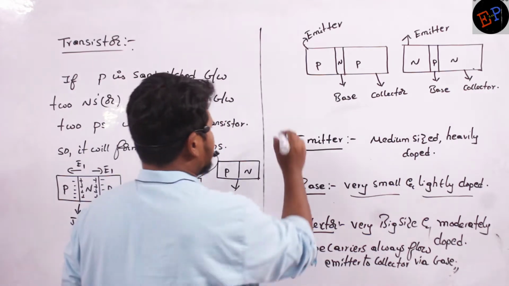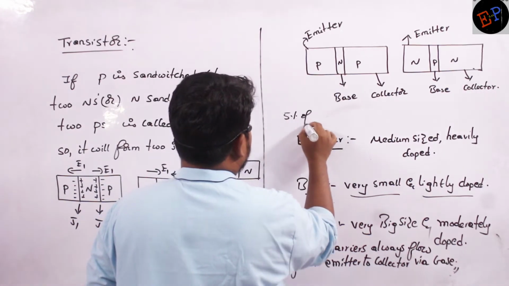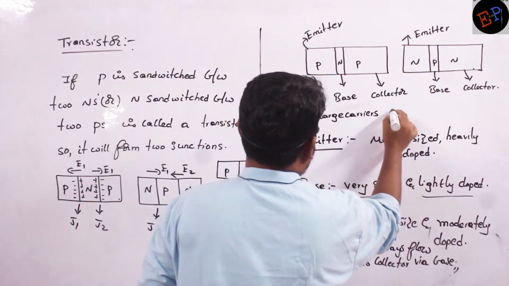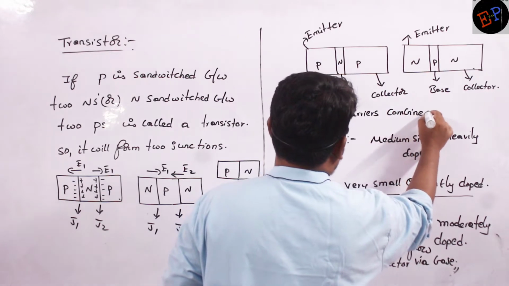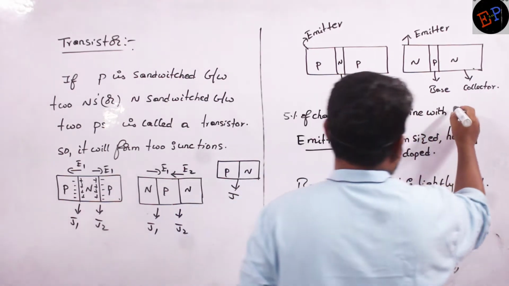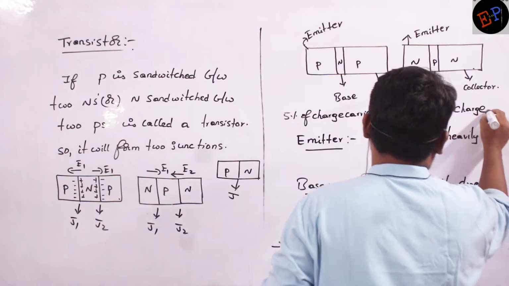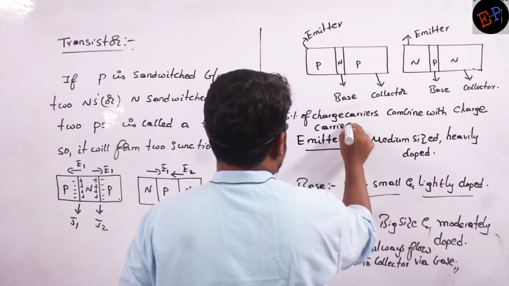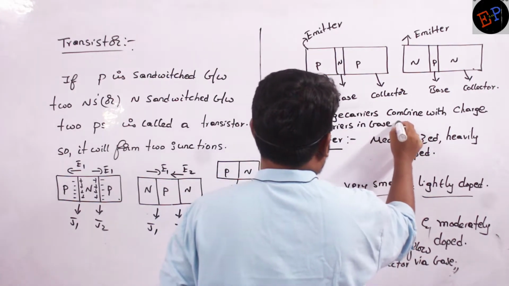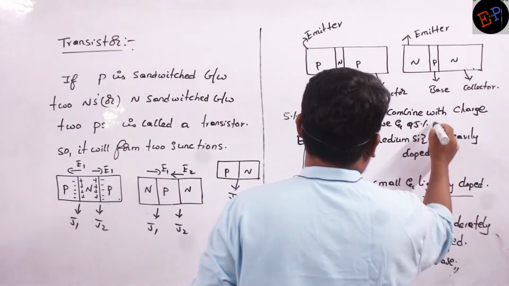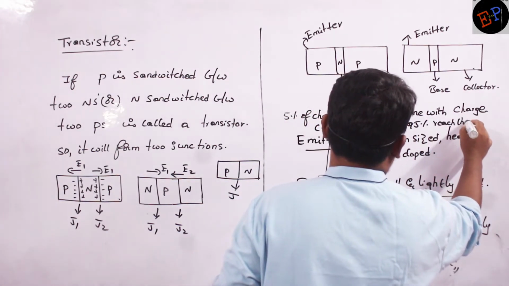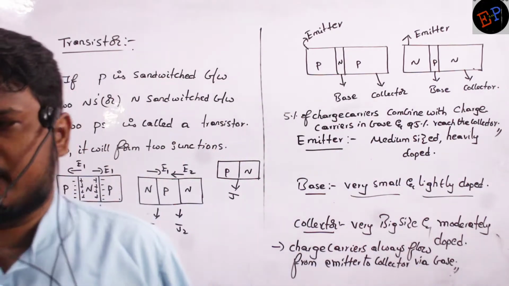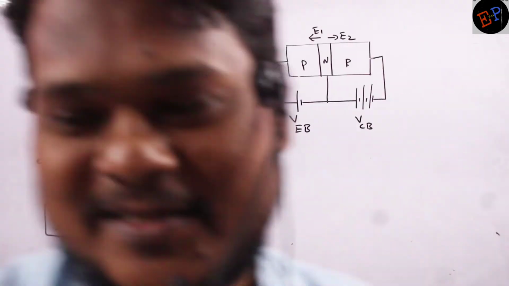So you make a note here also. 5% of charge carriers, in the sense electrons or holes, combine with charge carriers in the base, and 95% reach the collector. This is one point which you should remember.